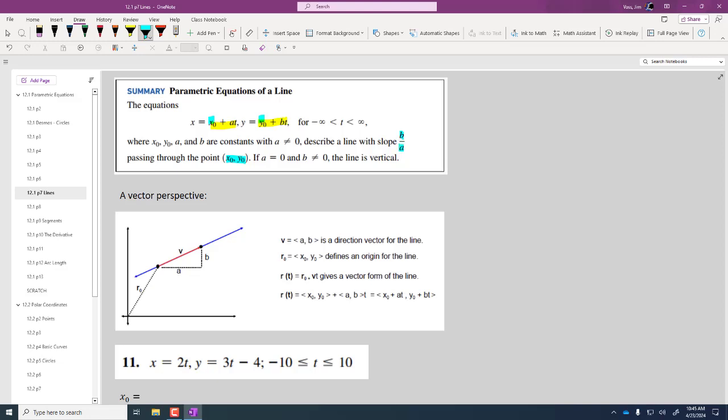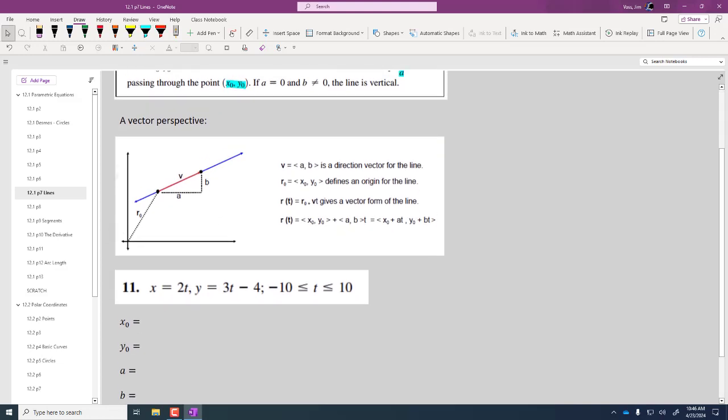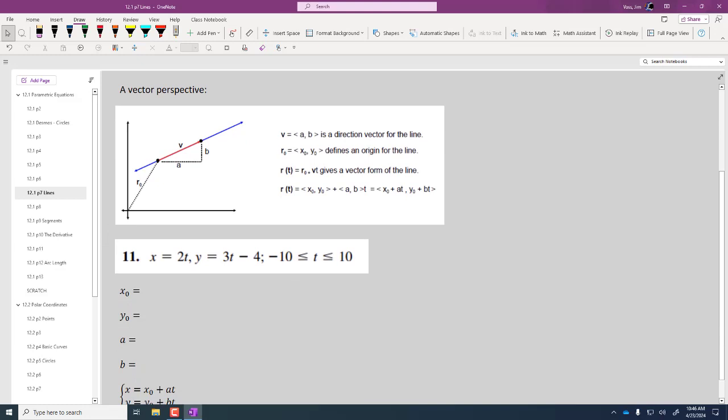And normally when you think of slope, you think a change in y over change in x. And the change in y part, the b part, that's going to be the coefficient of t for the y-coordinate. And the a part of the slope is going to be the coefficient of t for the x component. Okay, so those are going to build a line. All right, let's just look at it from a vector point of view for a moment.